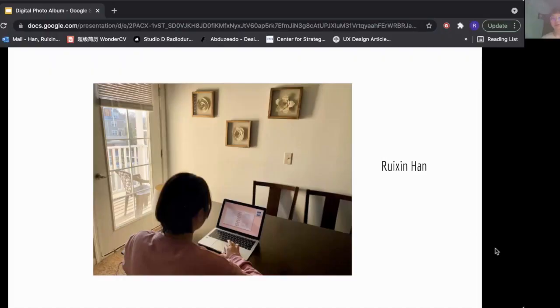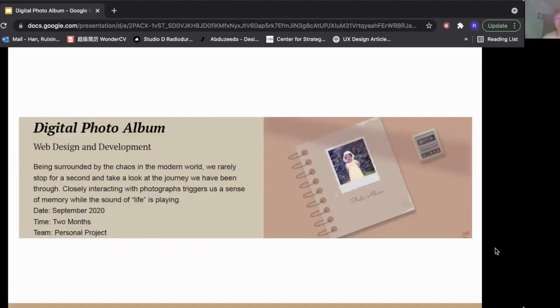Hi everyone. I will present my project, the digital photo album, today. This project idea originated from the time that we stayed at home during the pandemic period. It's a web-based design, and I did this project by myself. Basically, users can interact with photographs by uploading their own images, and they will closely interact with photographs while the sound is on.